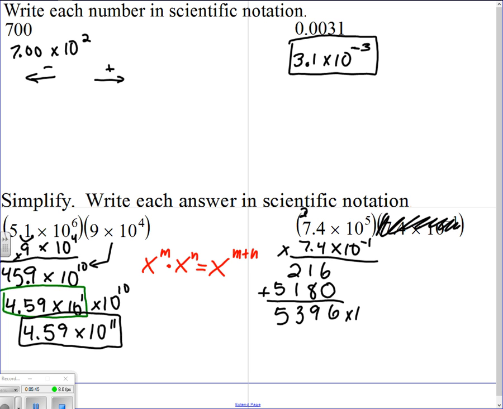Times 10 to the, add the exponents. 3 plus 5 minus 1 will give you 7. Now worry about the decimal. On the problem, move the decimal as far to the right as you can. 1, 2 places. Right here, go the same number of places in the opposite direction. Now we have the same problem as before. The number is larger than 10, so I need to make it smaller. So I'm going to have 5.39.